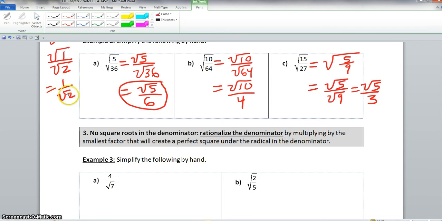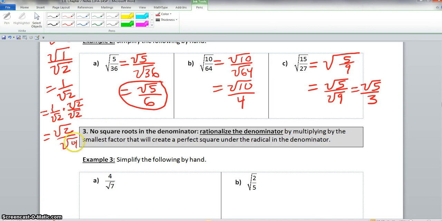We have a square root in our denominator, which we're not supposed to have. So we would take 1 over the square root of 2, and then the lowest possible factor that would make this a perfect square is to multiply your numerator and denominator by the square root of 2. And this will leave us the square root of 2 all over the square root of 4. Now we know the square root of 4 is 2, so our final answer would be the square root of 2 all over 2.